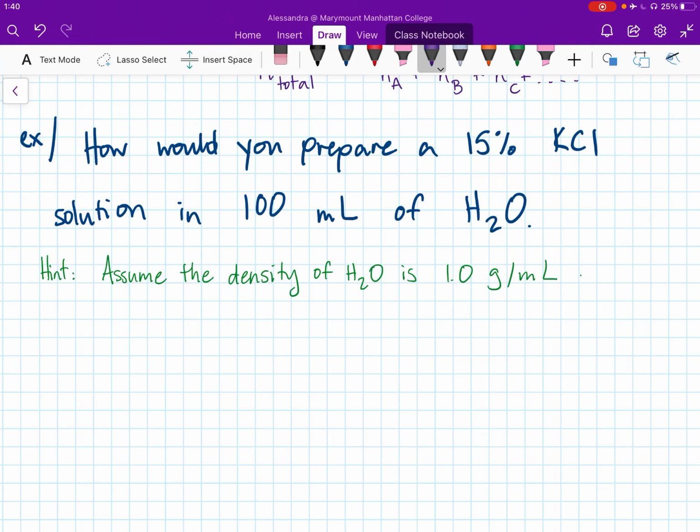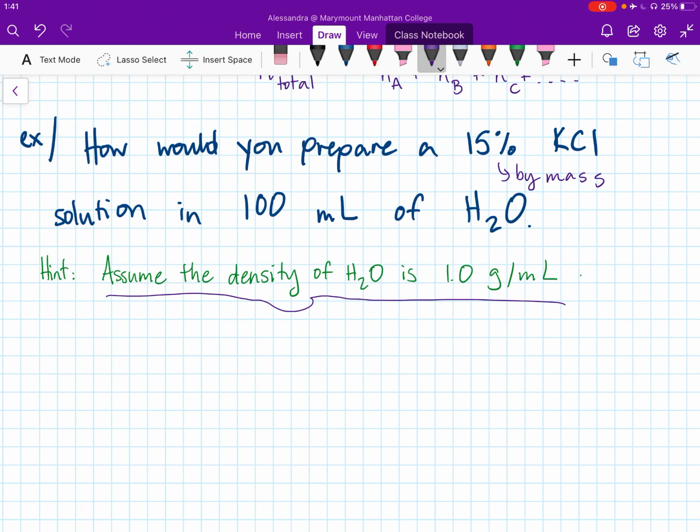Now, 15% KCl implies by mass, so unless you're otherwise told, this is implying a mass percent. And for problems like this, you may not be told this, but you can safely assume that the density of water is 1 gram per milliliter for interconverting between volumes and mass of water. That density is safe to use.